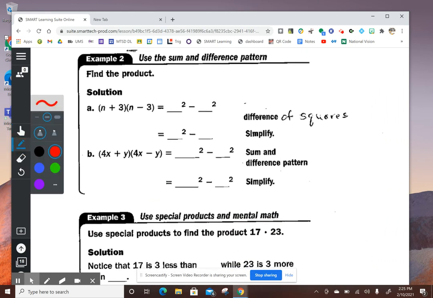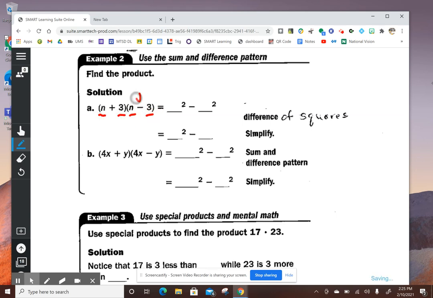So let's look here. I notice I have the same binomial connected by opposite signs. So it means the two middle terms will drop out. I just have to square the first, square the last. So this becomes n squared minus 9. Same thing, minus and plus. So square the first, square the last. I get 16x squared minus y squared. Could I get the same answer by foiling? Yes, but we're trying to learn the pattern, and this is called the difference of squares.